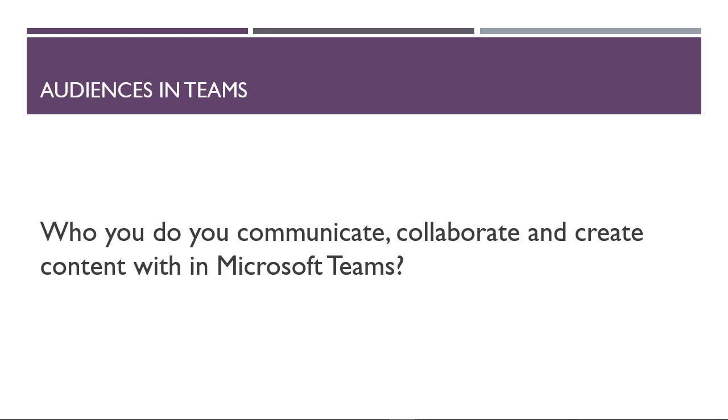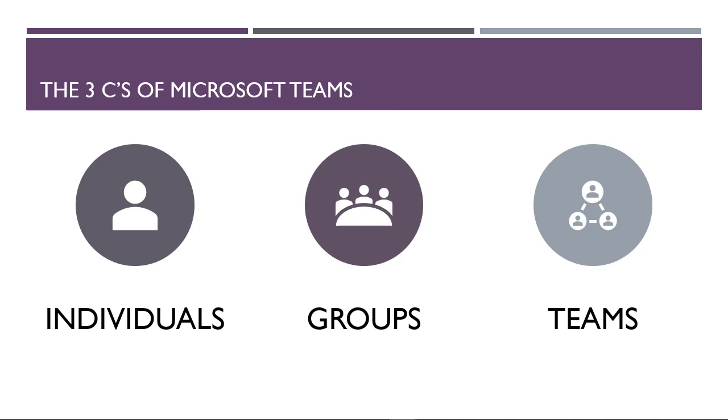So who do we actually communicate, collaborate, and create content with in Microsoft Teams? I believe we have 3 specific audiences: individuals, groups, and teams. Individuals are peer-to-peer or one-on-one communication. When I think of groups, I think of more informal groups within your organization, 2 or 3 people, maybe 5 or 6 people that you work together with. And then you have the teams, the actual more formal groups that have been established within your organization. This could be a project team, it could be a cross-functional team, it could be an event that you're working on, whatever it is that group effort is focused on.